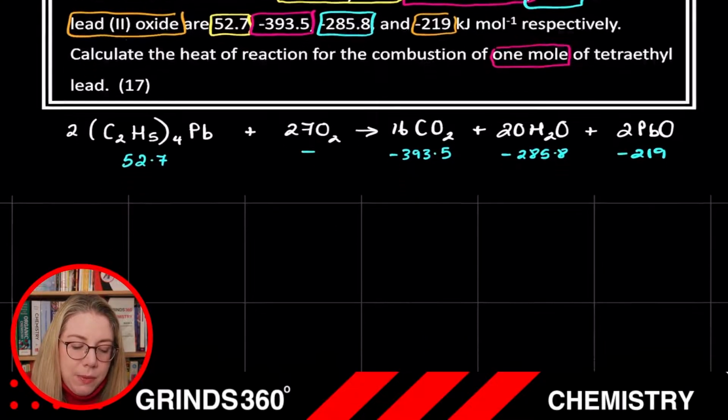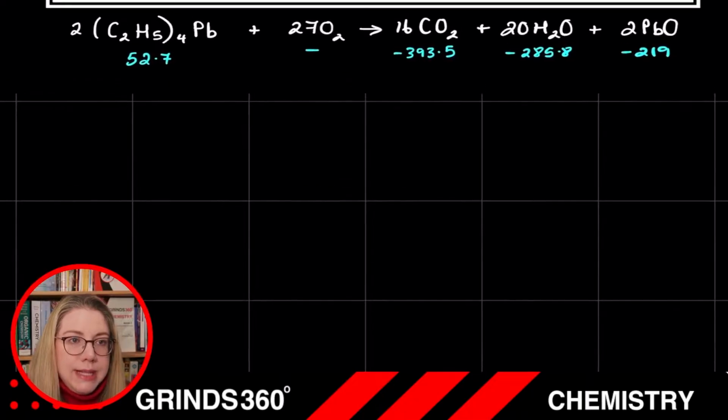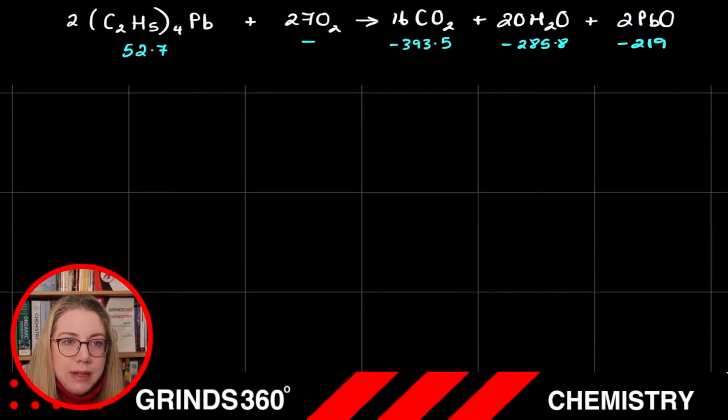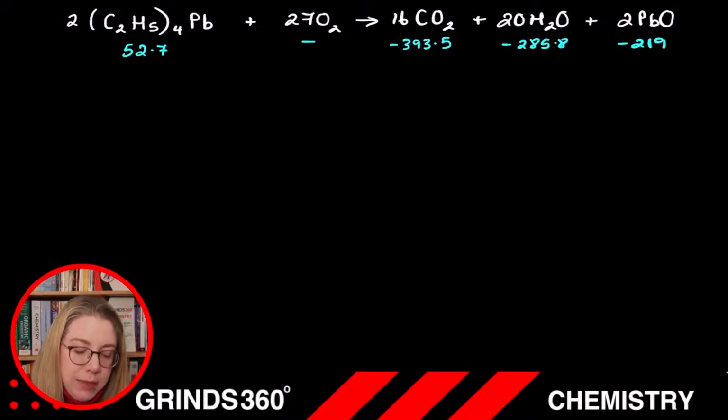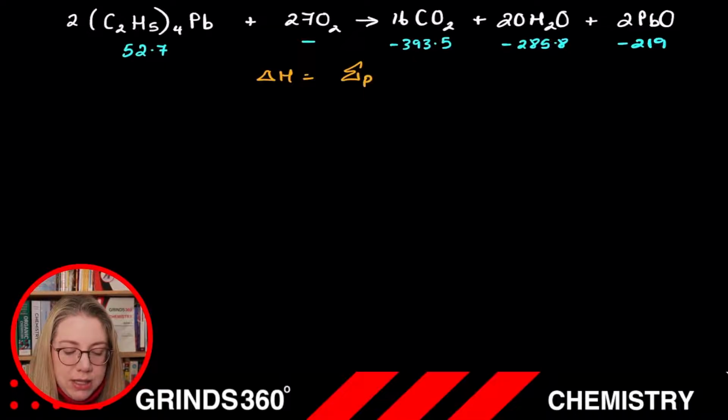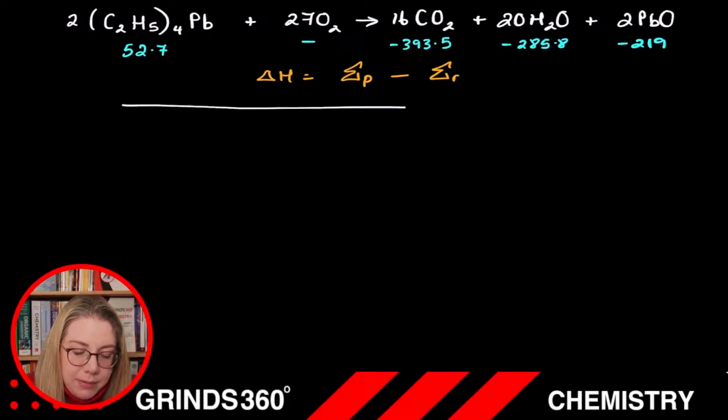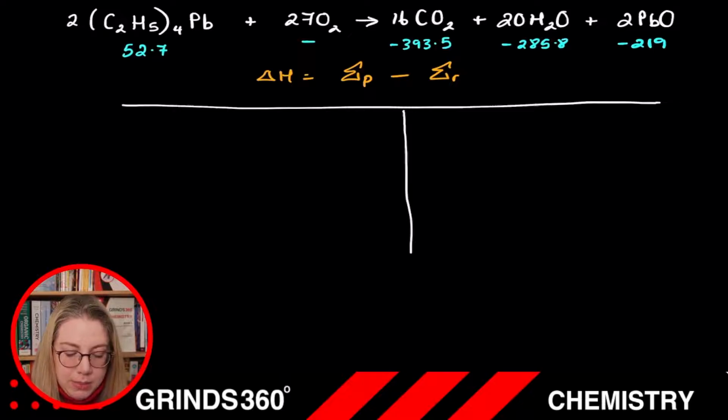Now, same as before, we're going to have to work out the heat of reaction. So I still need my formula. My formula is delta H is equal to the sum of the energy of the products minus the sum of the energy of the reactants. So we're going to fill in our table. I'm going to put the products on the left and my reactants on the right.